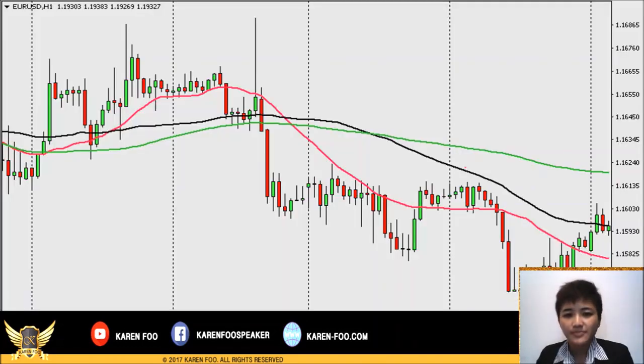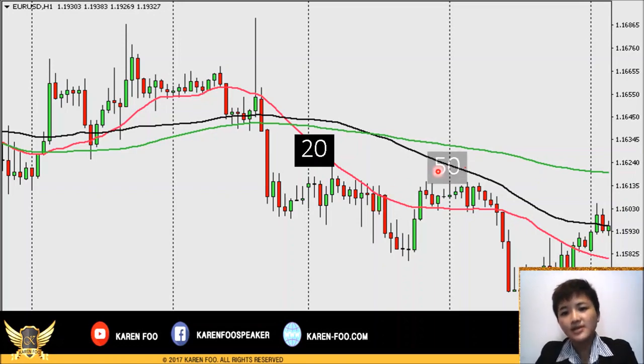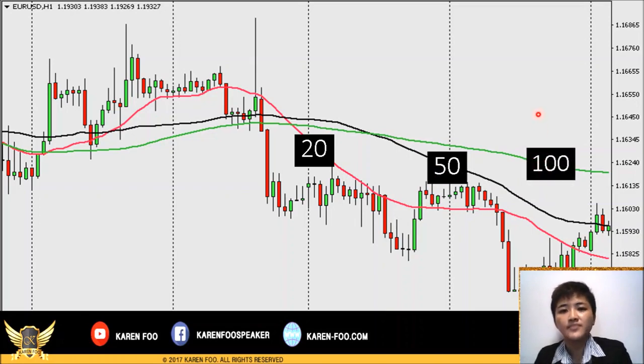So let me give you an example. You can see these three lines that are drawn right here. The first line that you see over here, the red line, you realize that it tends to stick and follow the candlestick a lot more as compared to the other lines. Okay, so this one is the 20 SMA. The black line is the 50 SMA. The green line is the 100 SMA.